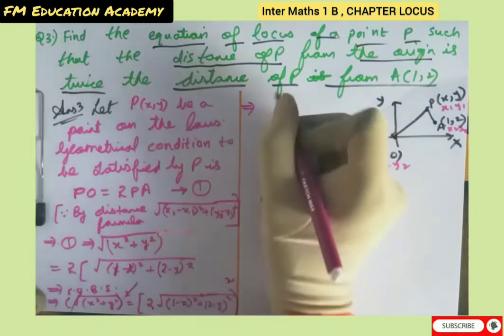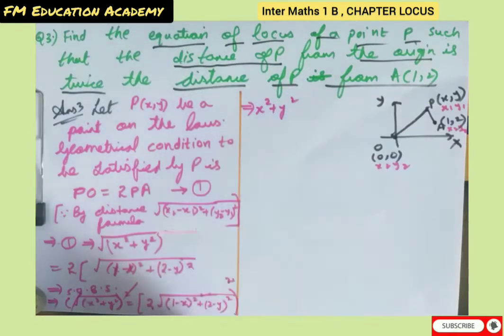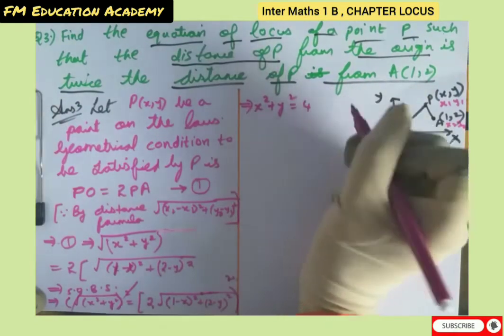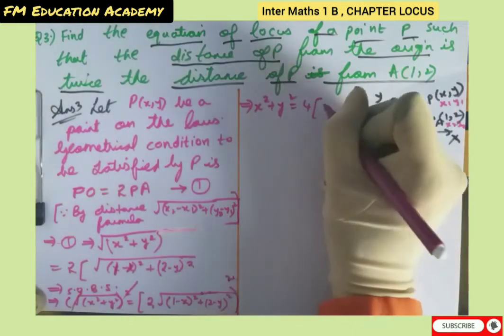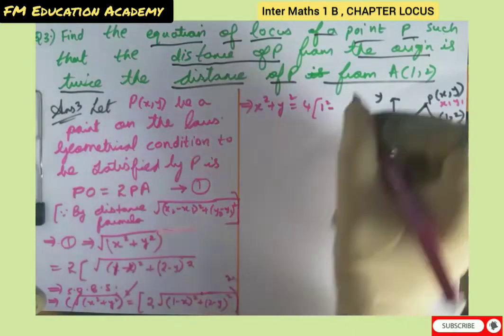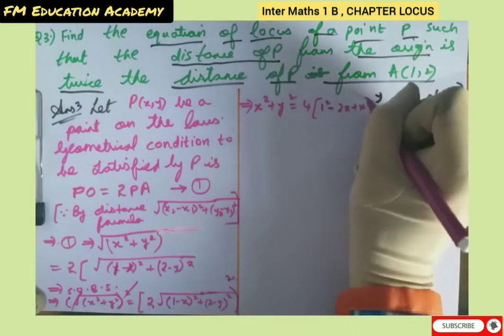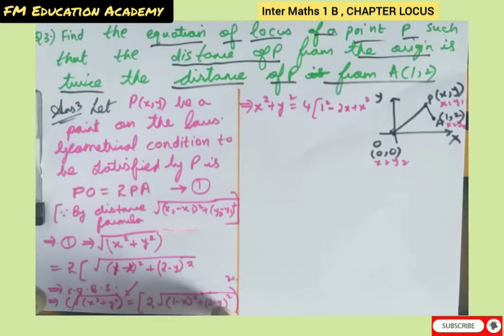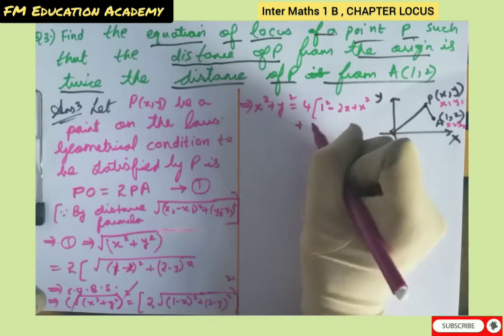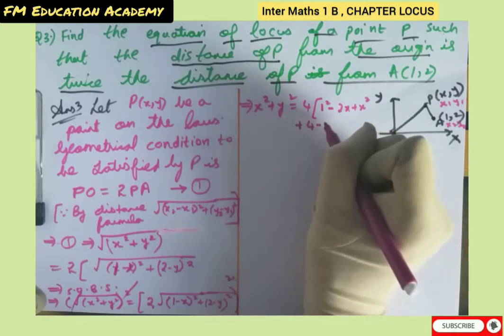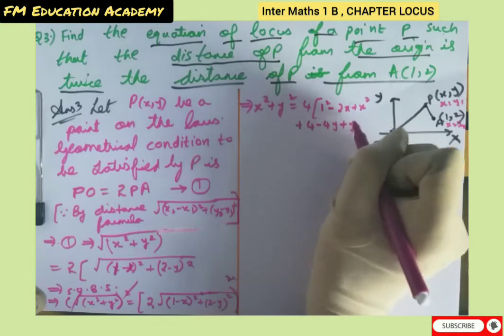Square and root will get cancelled, so x square plus y square is equal to 2 square, which is 4, into (1 minus x) whole square. We know it is in the form of (a minus b) whole square, which is a square minus 2ab plus b square. Here a is 1 and b is x, so 1 minus 2x plus x square. Again this is the form (a minus b) whole square. Here a is 2 and b is y, so plus 4 minus 4y plus y square.